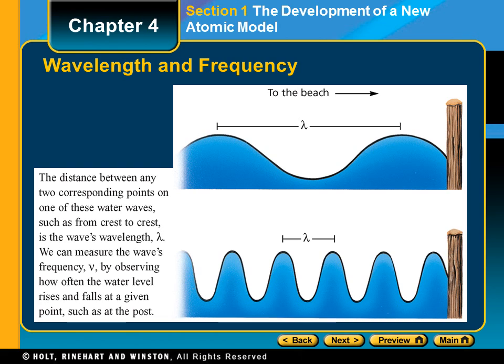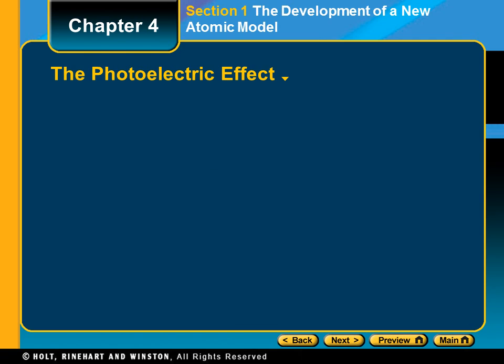This diagram shows, in terms of using the waves of the ocean, how we can measure wavelength. You can see the lambda there from corresponding points of waves. The distance between any two corresponding points on one of these water waves, such as from crest to crest, is the wave's wavelength, which is lambda. And we can measure the wave's frequency by observing how often the water level rises and falls at a given point, such as at the post.